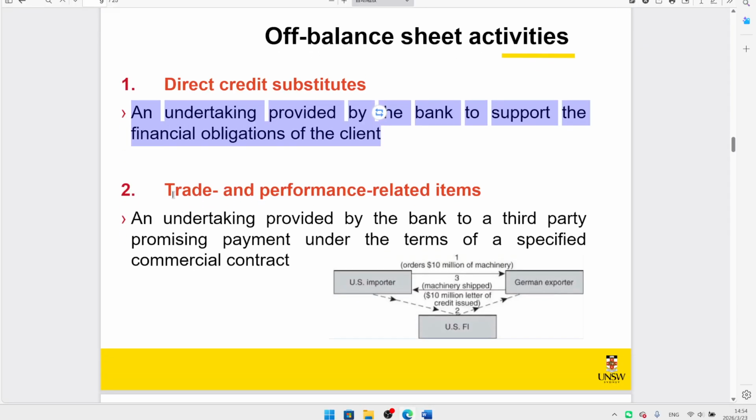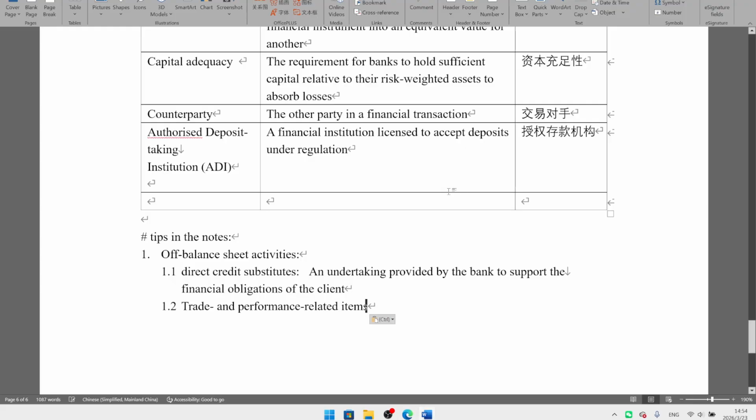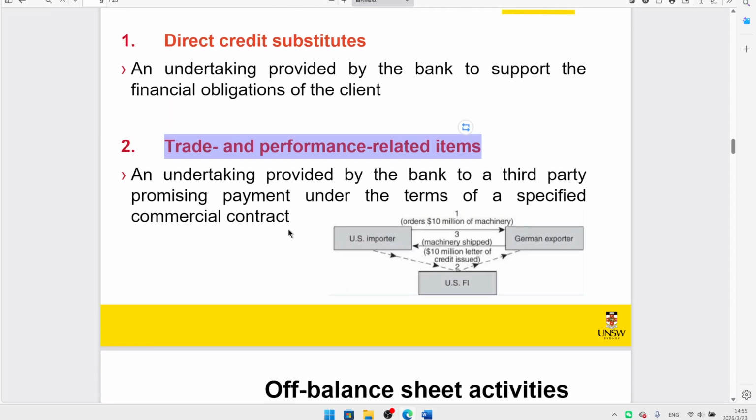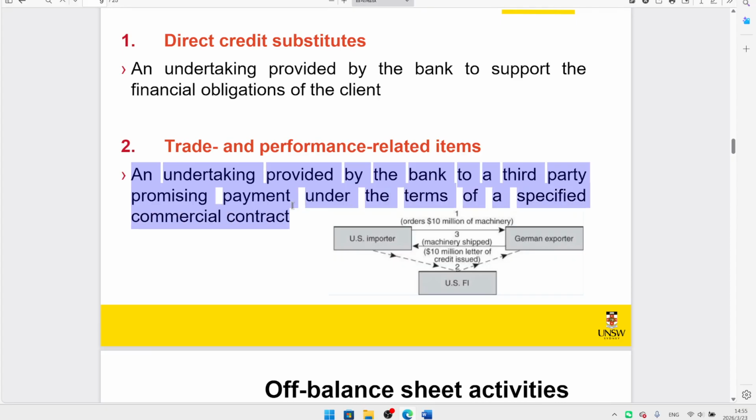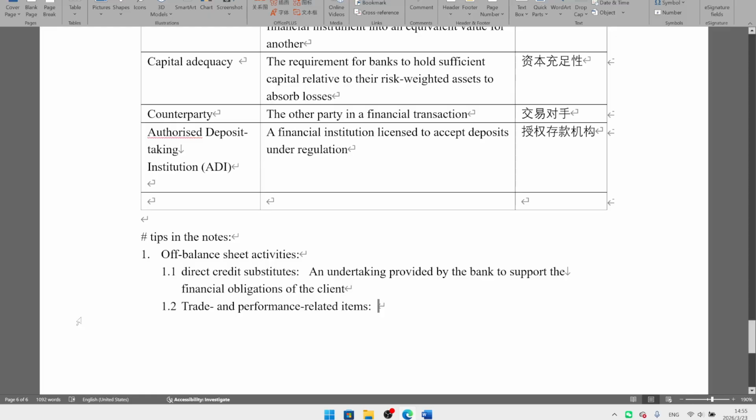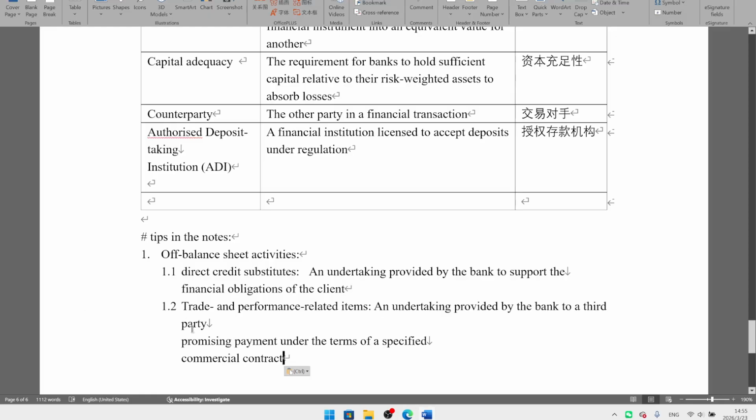Next one is trade and performance related items. What does that mean? Undertaking provided by the bank to a third party promising payments under the terms of a specific commercial contract. Yes, I got it.